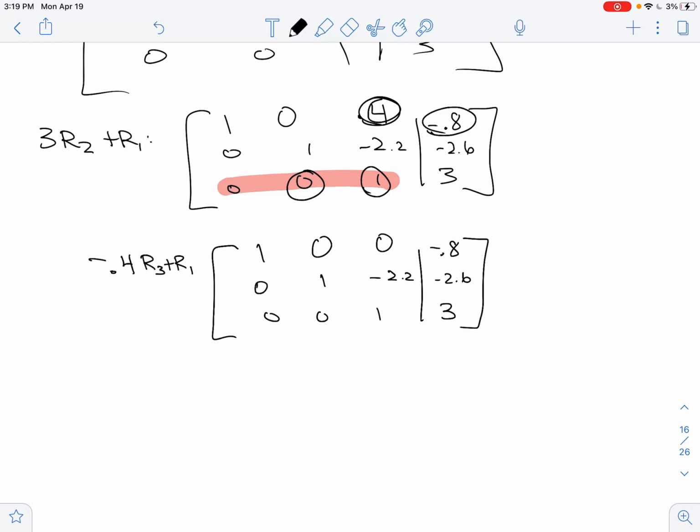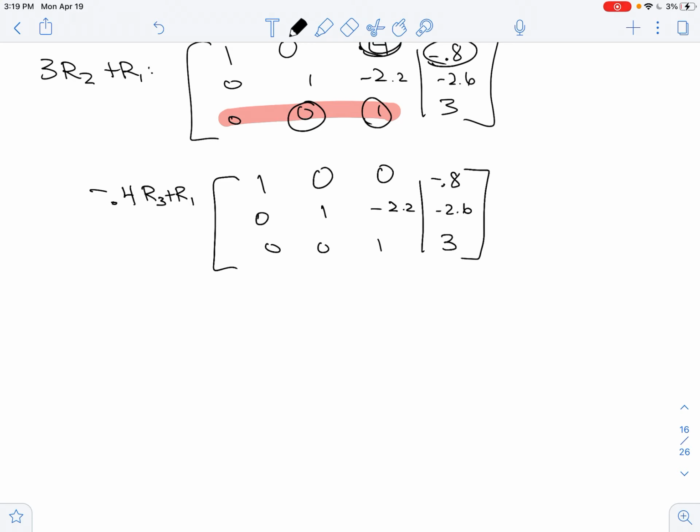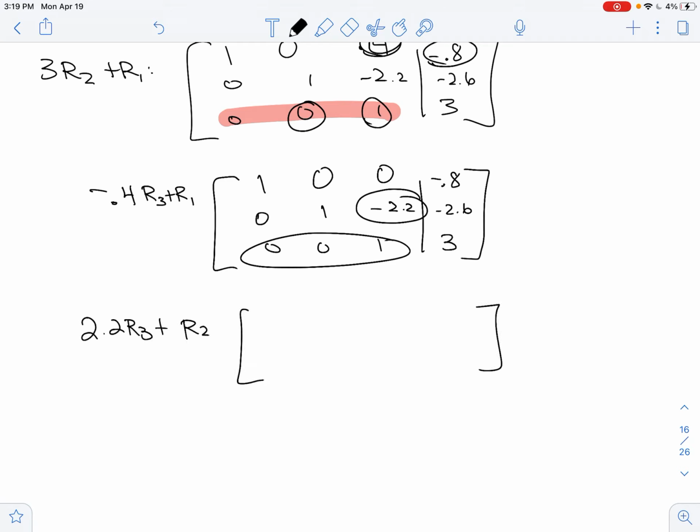So what we're looking at now is we're going to finish this up and make this a 0 as well. The only way to make this a 0, honestly, is if I take this row and multiply it by 2.2 and then add them together. So I'm going to take 2.2 times row 3 and add it to row 2, which keeps row 1 and row 3 and changes row 2.